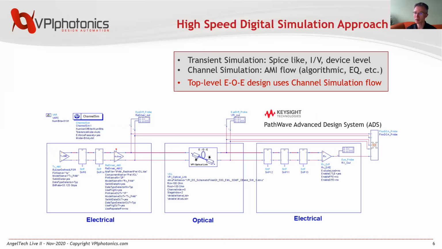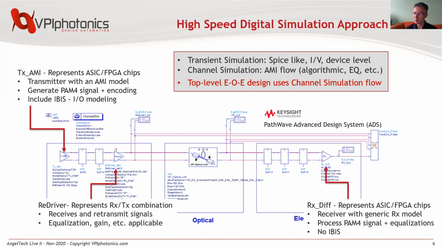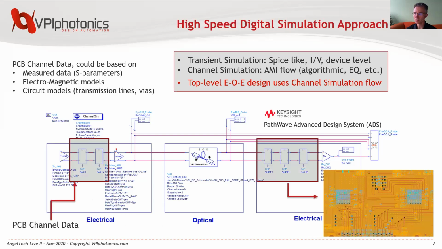So let's start with the top-level design, and here's a typical design flow in channel simulation realized in ADS. We start here with the electrical function of the transmitter, the redriver, and the receiver modules, representing the ASICs or FPGA chips, and also performing functions like equalization, gain adjustment, etc. They are connected via transmission lines or vias, so PCB data, which can be included in this domain via measured data, so S parameters, or direct circuit models.